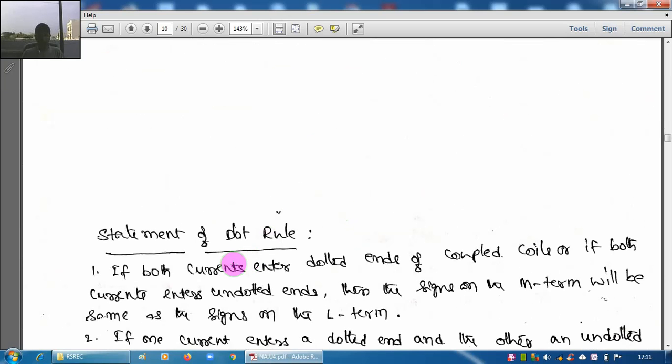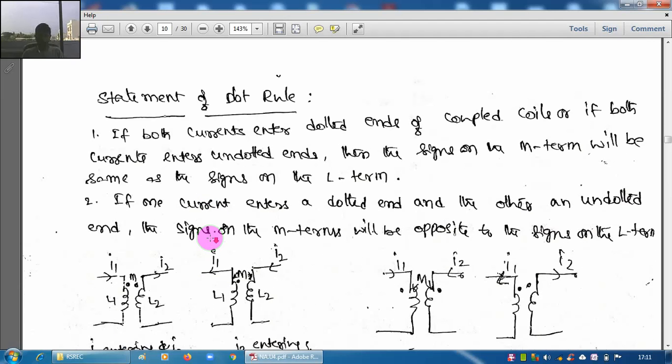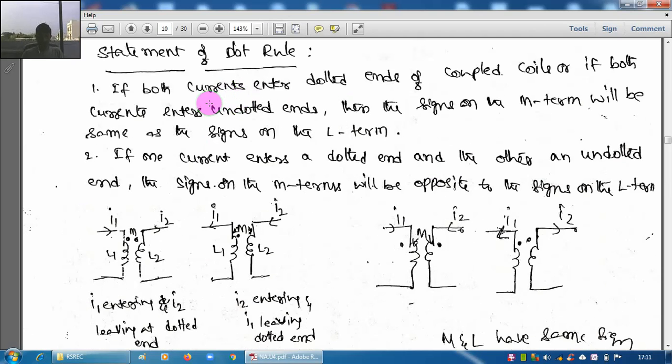Next, how to consider the polarity of the mutual EMF. For that, there is a rule or a procedure called the statement of dot rule, also called dot convention. This convention or rule can be stated like this.